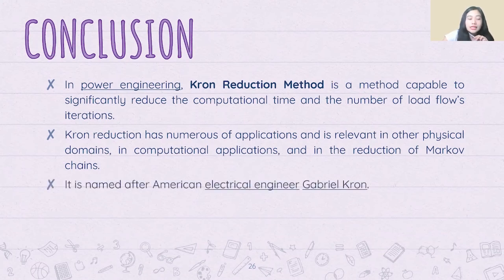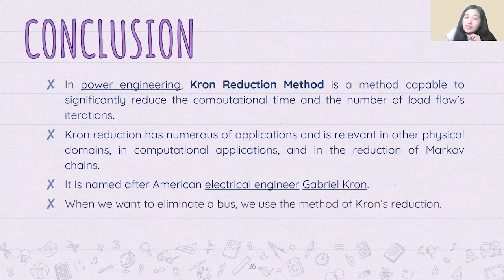So next stop, of course, we have known that from the Kron, we were confused at first whether Kron or Kron, but it came from an electrical engineer, an American electrical engineer, that it was named after. So that's Gabriel Kron. Next is that we want to eliminate the bus. If we want to eliminate the bus, we have to use the method of Kron's reduction, of course, with the prior knowledge of the Y-bus admittance matrix.